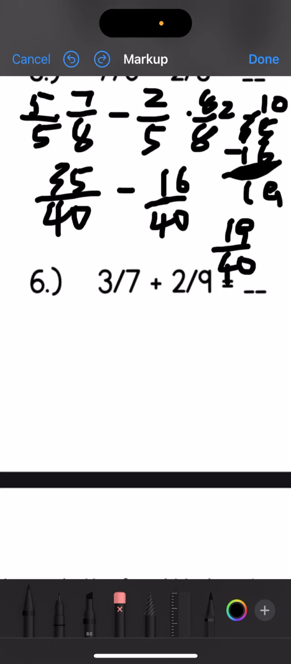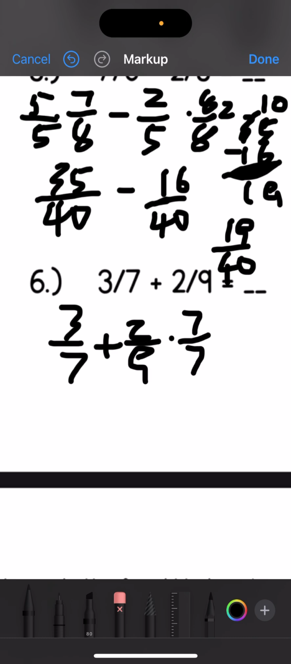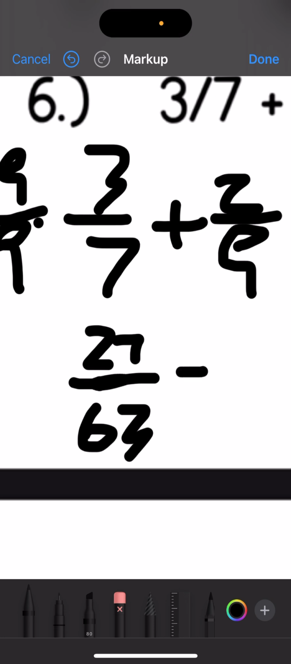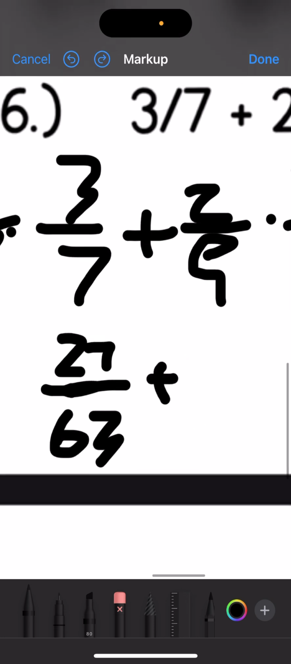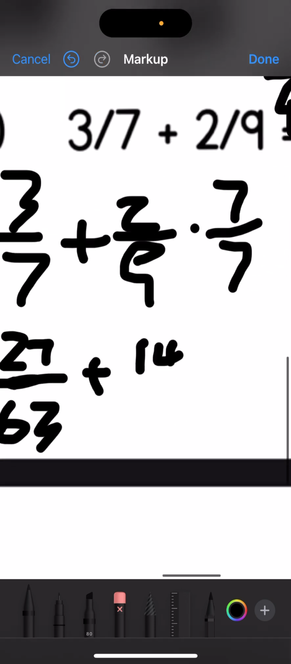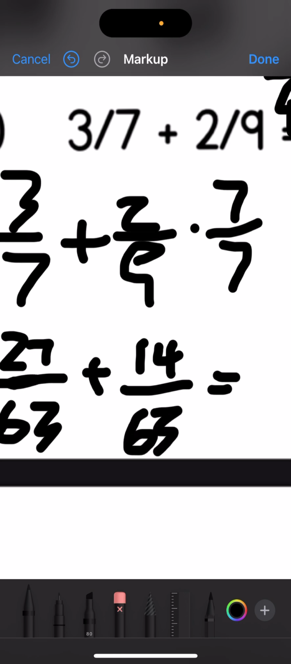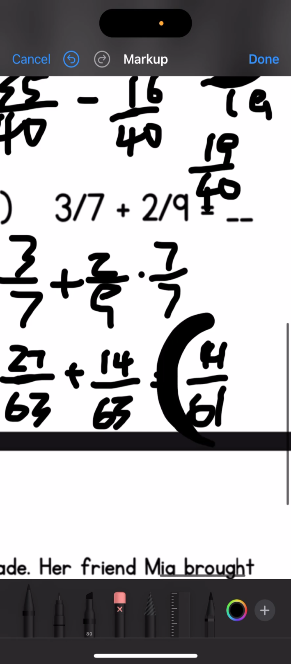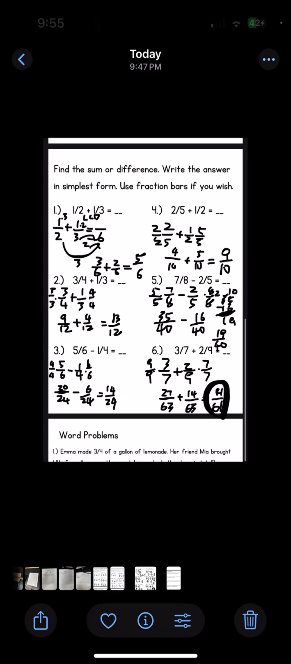Last one, 3/7 plus 2/9. Multiply each side, top and bottom, by the other denominator. And we get 27 over 63 plus 14 over 63. And we get 41 over 63. Okay, let's move on.